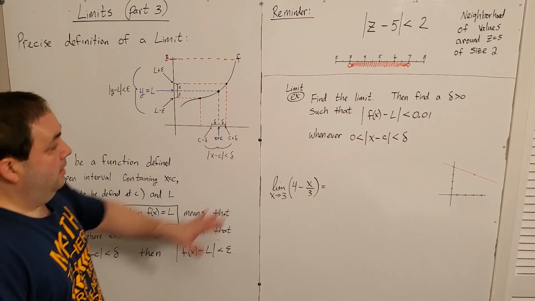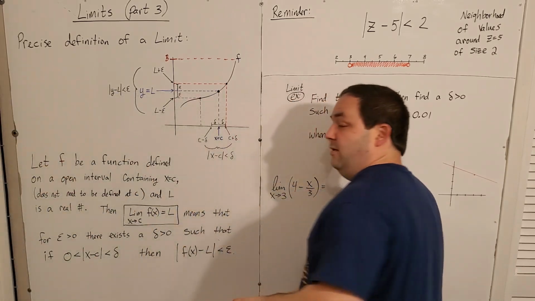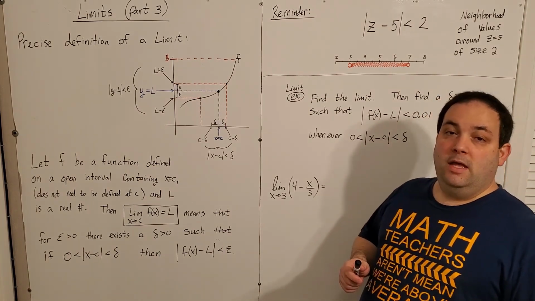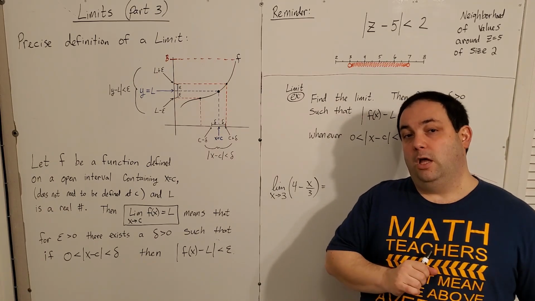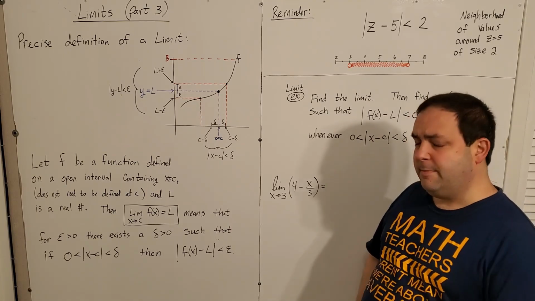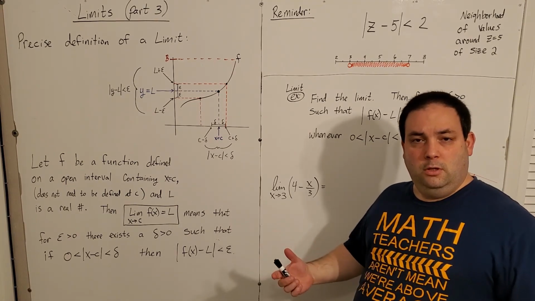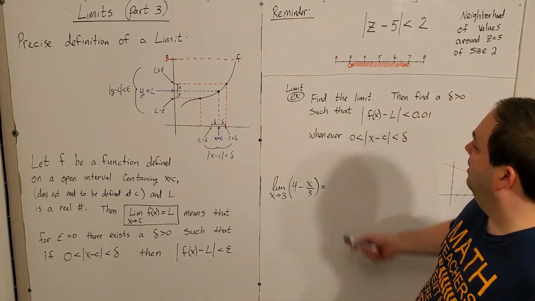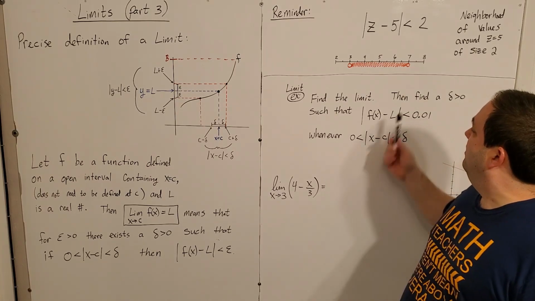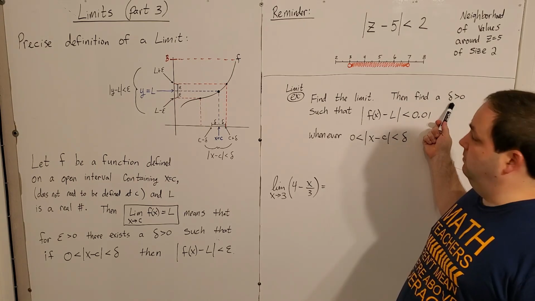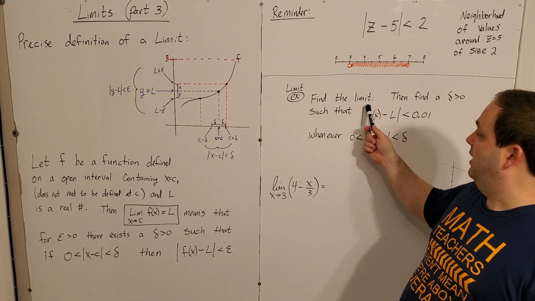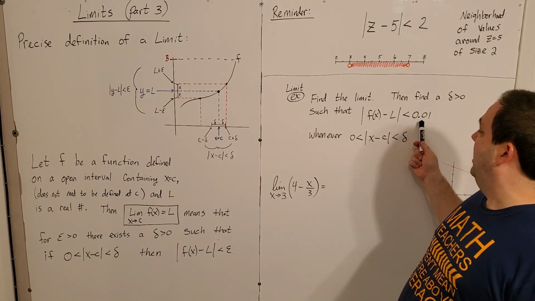Okay? So, quick example, not of a whole proof, but of one piece. All right? Let's say that I just want to pick a single epsilon, just so that you can see what's going on here, one step at a time. Okay? Then in a couple more examples, we'll generalize it to a full proof. So right here, find the limit. All right, we'll do that graphically. Then find a delta such that the distance from the function to that limit value is less than 0.01.